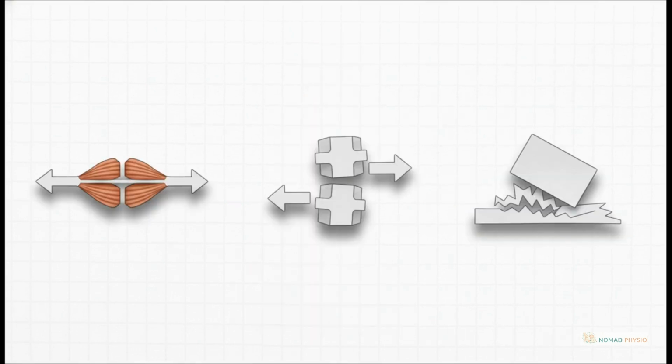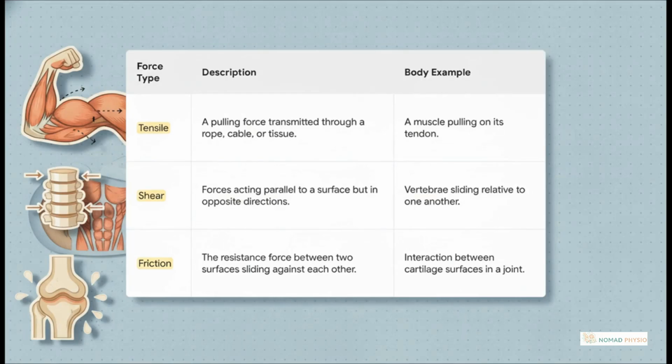Okay, so how do we apply all this inside the human body? Let's wrap things up by looking at 3 really key forces that are critical in biomechanics. We're talking tensile forces, shear forces, and friction. First up, tensile force. This is just a pulling force. Think about a rope in a tug of war, that's tension. In your body, it's what happens when your bicep muscle contracts and pulls on its tendon to bend your elbow. And a special kind of tensile force you'll see is joint distraction, where you're essentially pulling on a joint to create space.